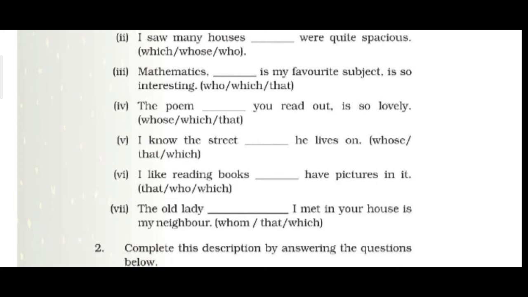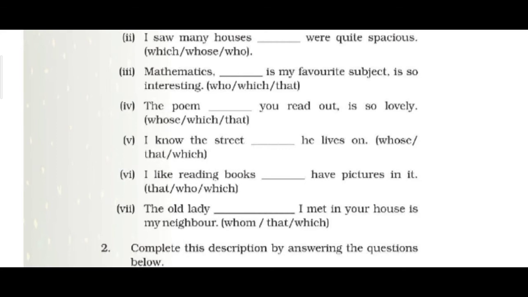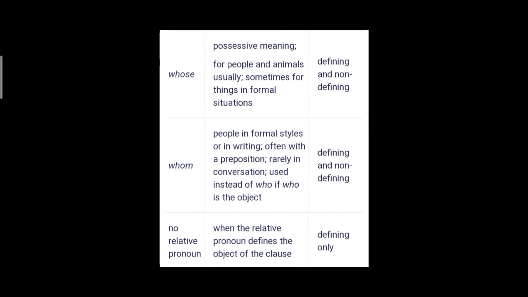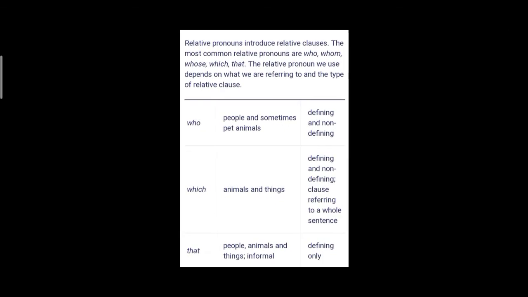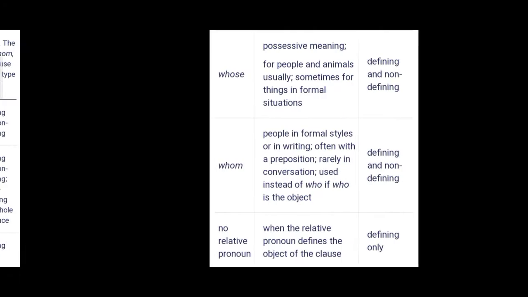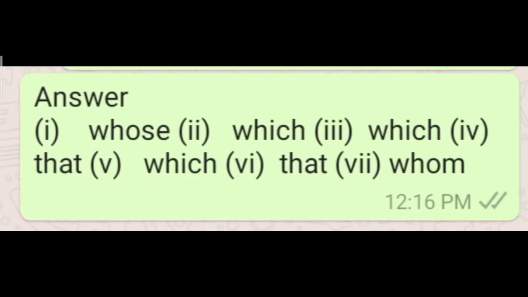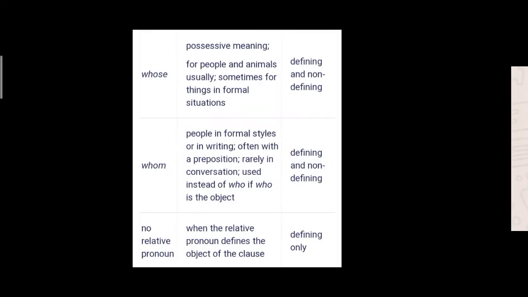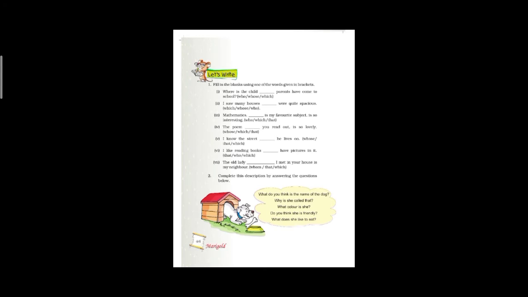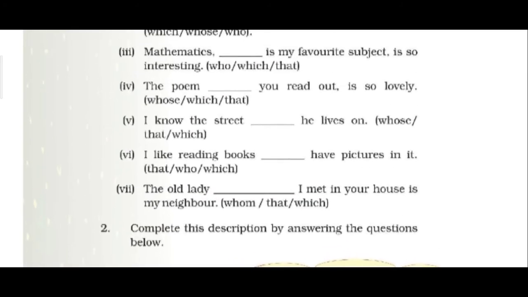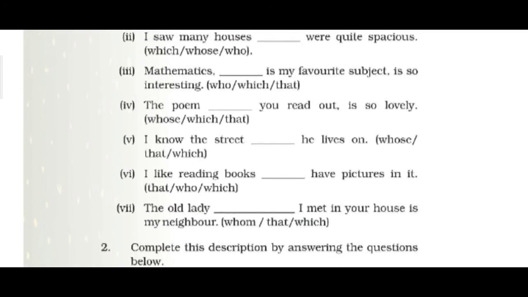So here also you can use which or that. You can use any one. Okay, both are right, because you can use which for animals and things, and that for people, animals and things in informal use. So the fourth answer is you can use which or that. Here they have given that. So the poem that you read out is so lovely.